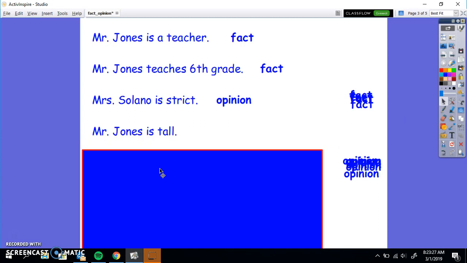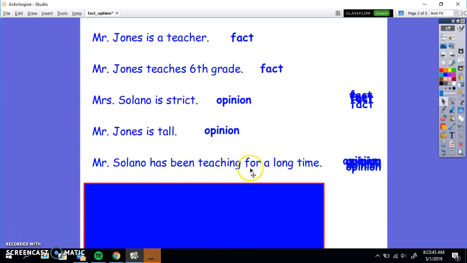Mr. Jones is tall. Again, while I believe I'm tall, this is an opinion because other people may think they are taller or know people that are taller, and so they would not view me as being tall.